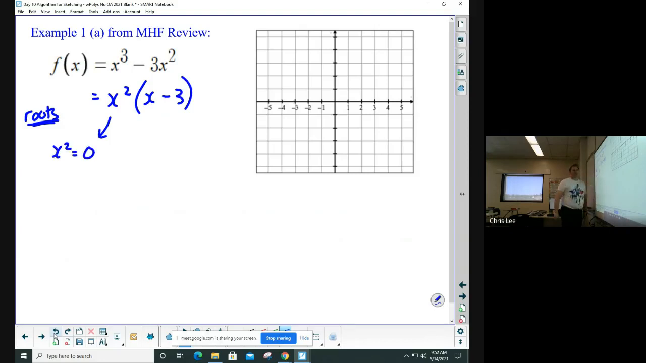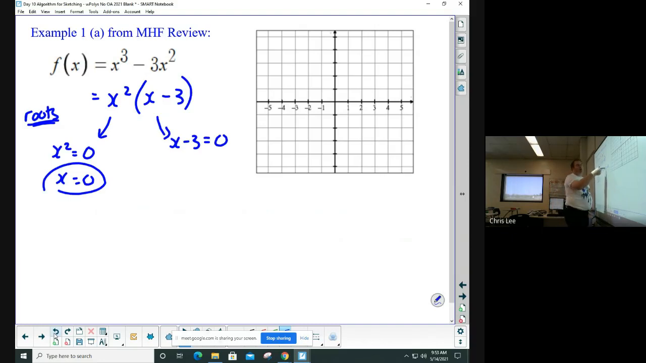So 1 root or 2 roots or something like that might come from this one. And another root's going to come from this one. You guys are probably experienced enough to be able to see that the first one is going to be a 0. The square root of 0 is 0, not plus or minus 0, you don't need that. You know that the root there is 0.